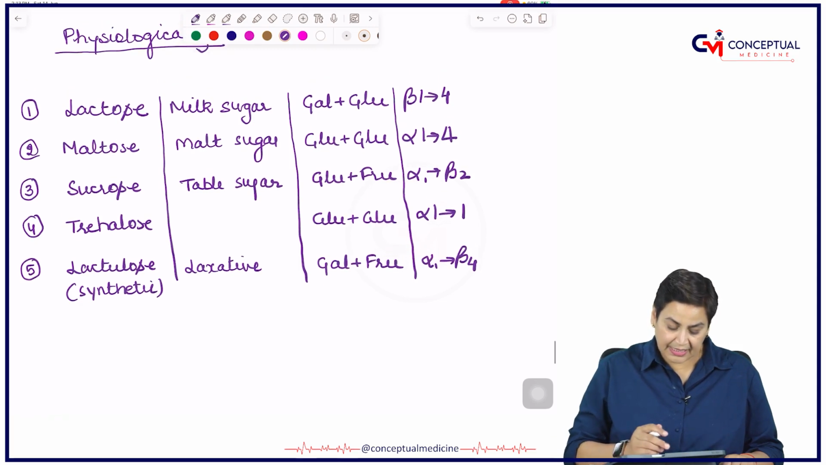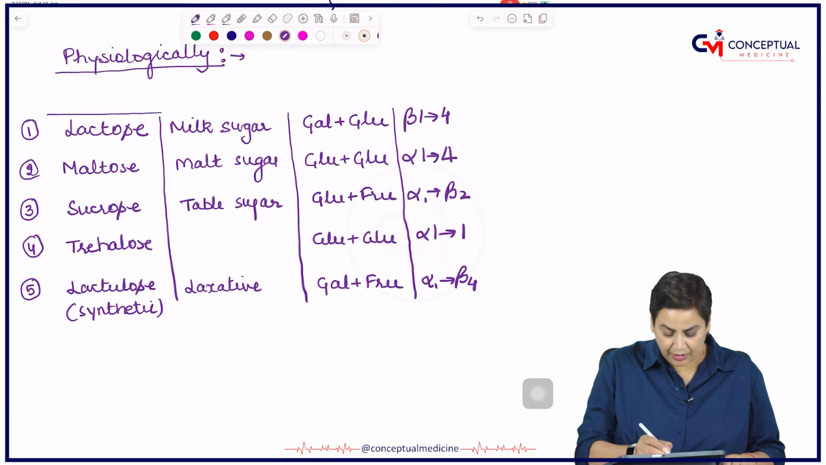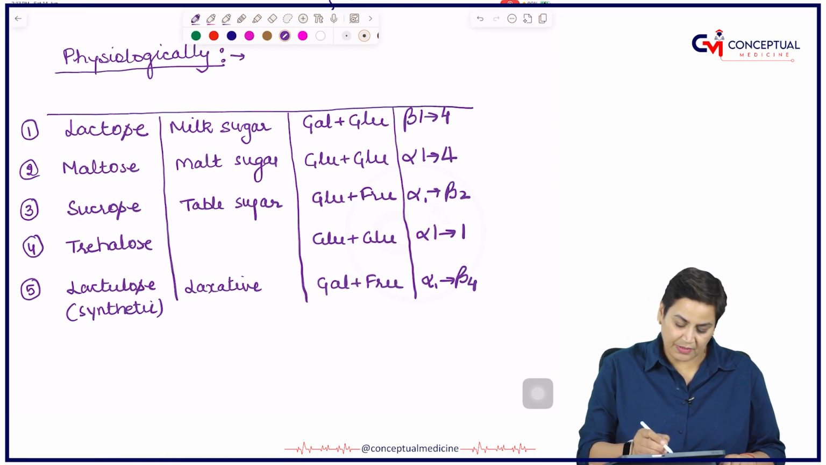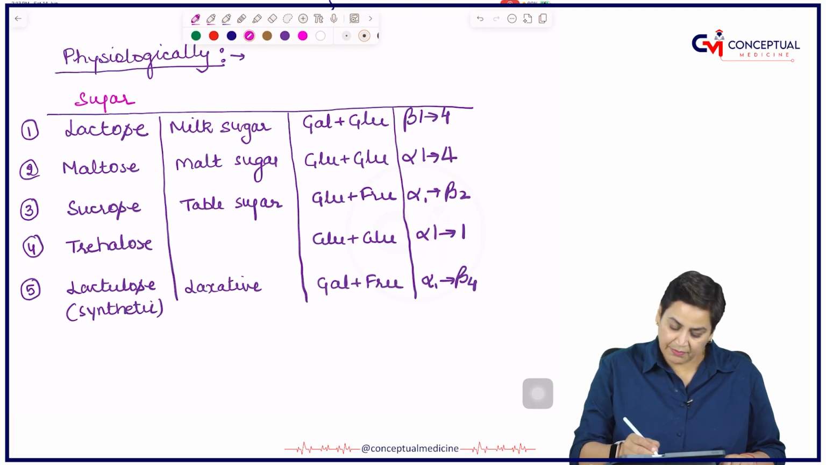So this is the table which you have to remember in disaccharides. I can simply give the headings. This is the name of the sugar, the common name. These are the components. And this is the linkage which is present.